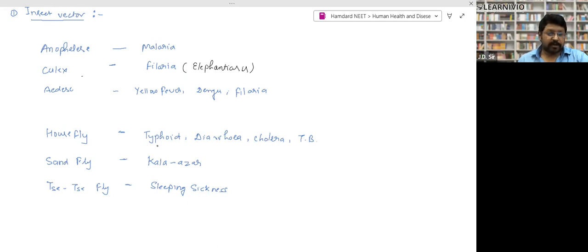Housefly is responsible for typhoid, diarrhea, cholera and TB, as I have told you. Sand fly is responsible for kala azar. And tsetse fly is responsible for a disease called sleeping sickness. You have to remember all these vectors and diseases by heart. Please take this screenshot, highly recommended. When you solve previous year questions, you will find a number of questions from this. I think it must be clear to all of you. There is nothing to understand.